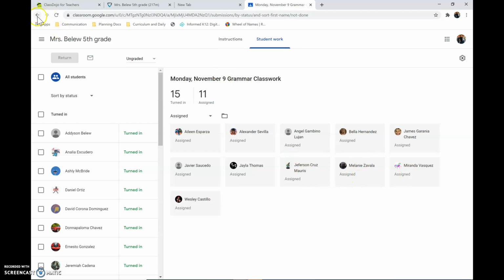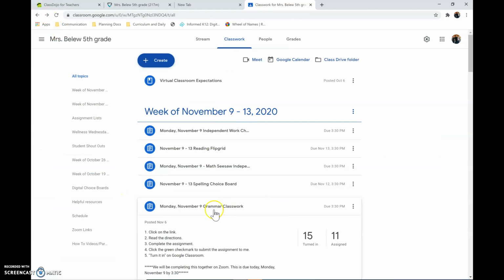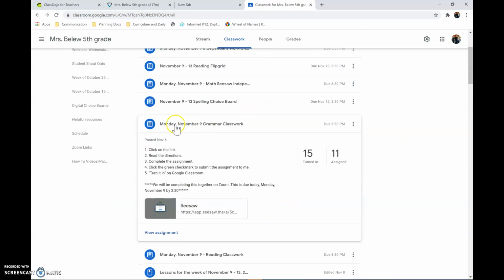When I looked at her screen, she was drawing all over it instead of actually completing it, so she will need to complete that on her own. But notice it's got the date, and it's got grammar classwork. It also has very specific directions and the time that it needs to be turned in.